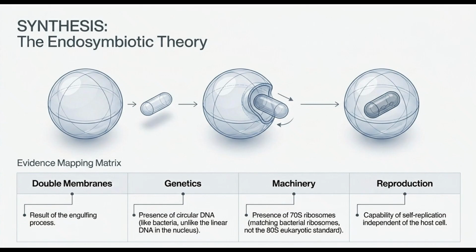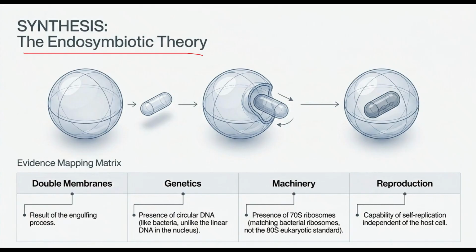Now let's see the endosymbiotic theory. Okay, so the endosymbiotic theory explains the evolutionary origin of mitochondria and chloroplasts, how they originated. So how did they originate? Any idea? According to this theory, these organelles were once free-living bacteria that were engulfed by a larger ancestral cell.